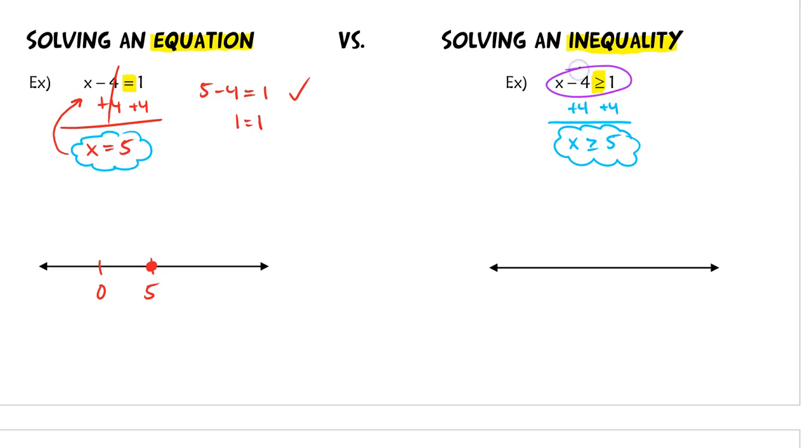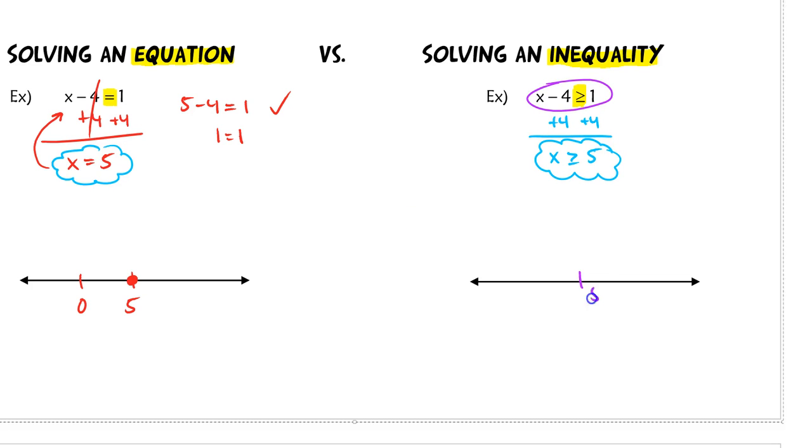this original equation. So that means I can plug in a number like 10, because 10 is greater than 5, right? So if I try to plug in 10 here, I get 10 minus 4. Is that greater than or equal to 1? Yep, absolutely. That still checks off. As long as I plug in any number greater than or equal to 5, it will work.